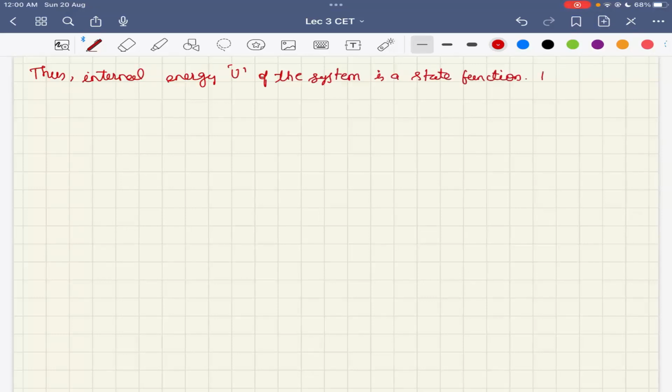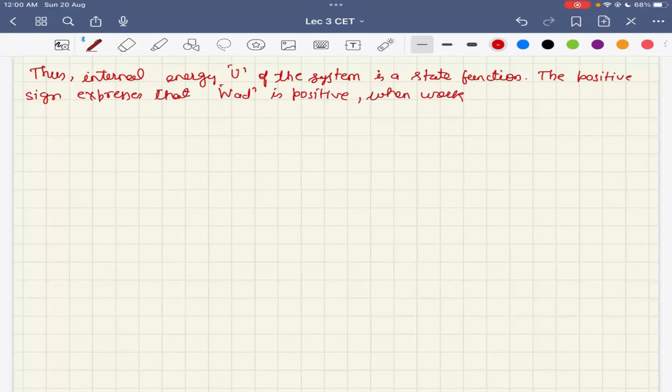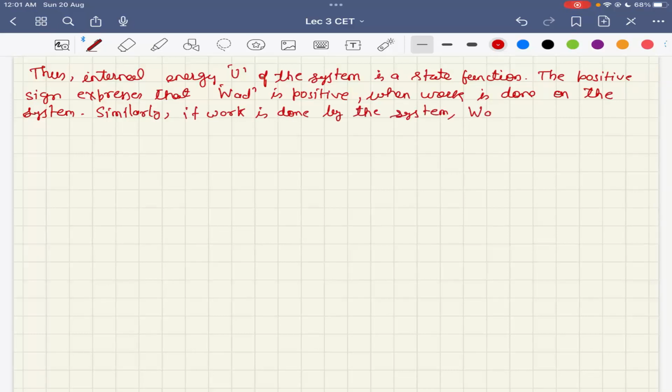The positive sign expresses that work of adiabatic process is positive when work is done on the system. Similarly, if work is done by the system, then work of adiabatic process is negative.